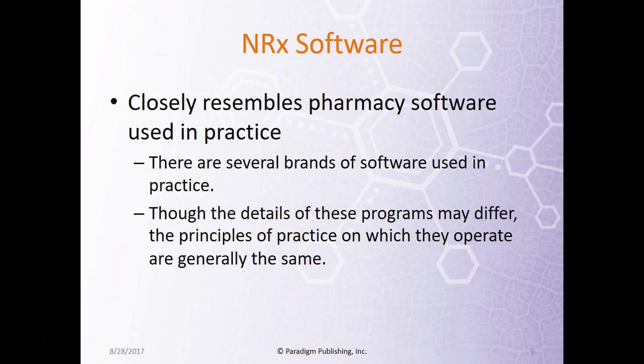There are a lot of different brands. Some are proprietary, like Walgreens has its own software system and CVS has their own software system. Independents may use something that's more commercially available, like Pioneer RX. Though the details of these programs may differ, the principles are pretty much the same.